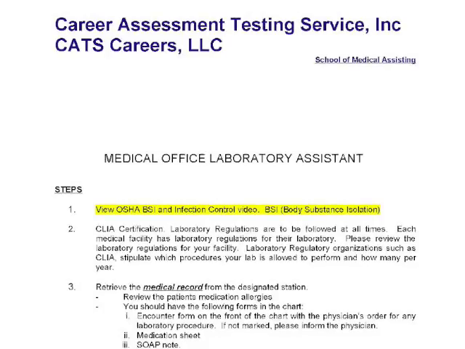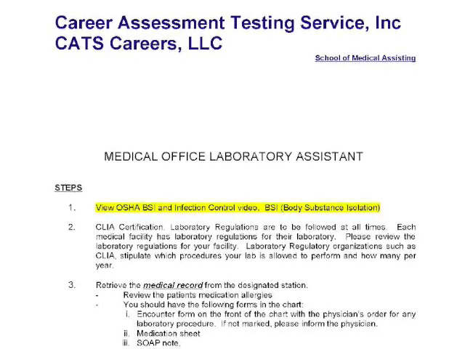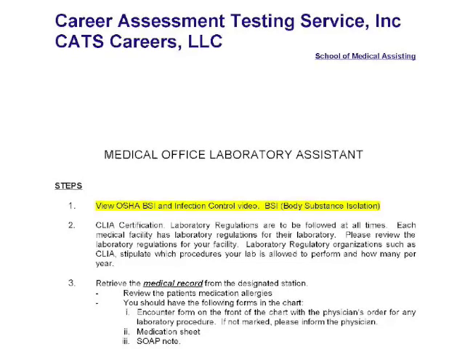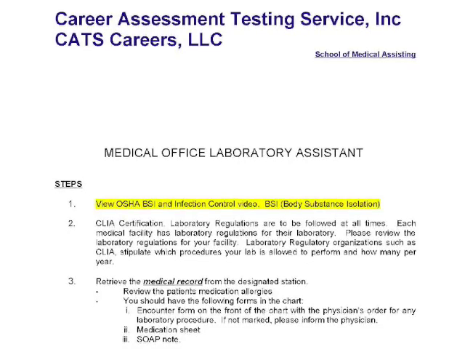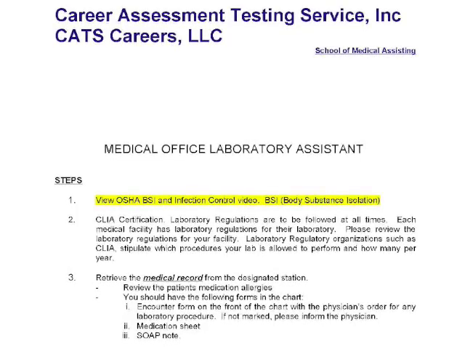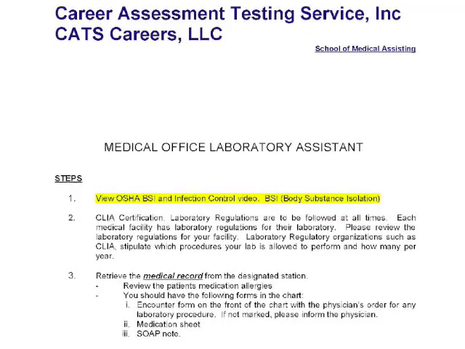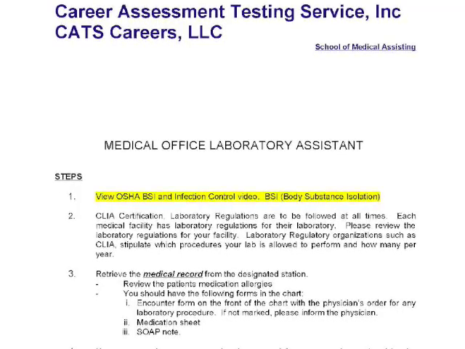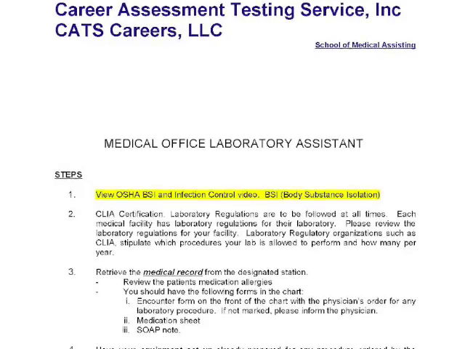They are the ones who stipulate which procedures your lab is allowed to perform and how many times you can perform them per year. A copy of the CLIA certification should be listed and posted on the wall at your lab. Number three, retrieve the medical record.